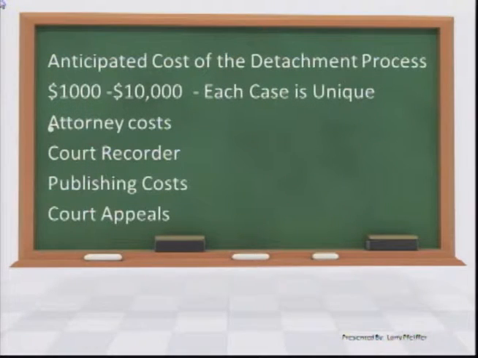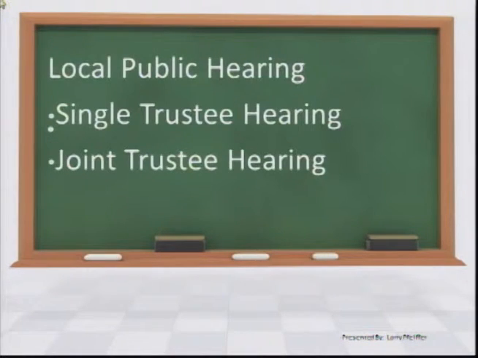Many times questions are asked, what kind of cost can we expect? I tell folks it can range anywhere from $1,000 to $10,000, but each case is unique. Keep in mind you're going to have attorney cost when you go into the petitioning process, a court recorder plus publishing cost, and then there may even be a court of appeals.